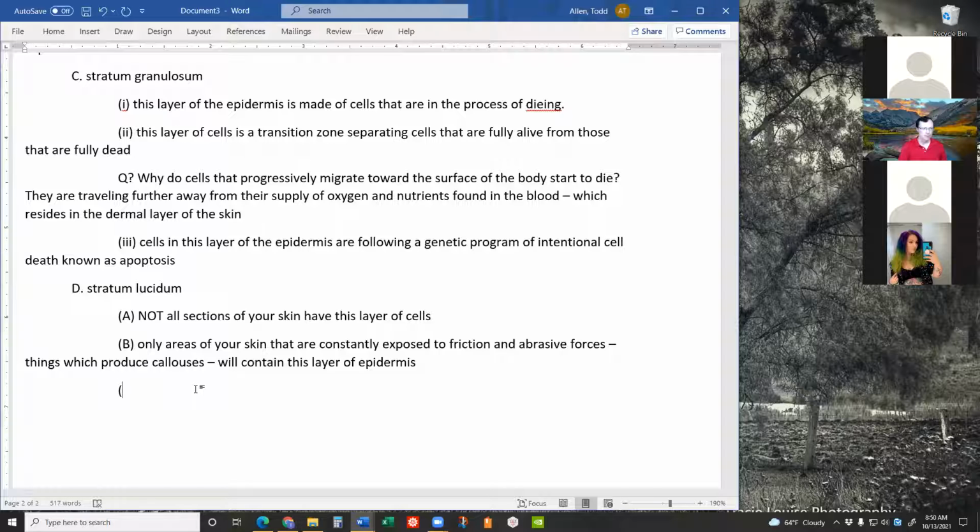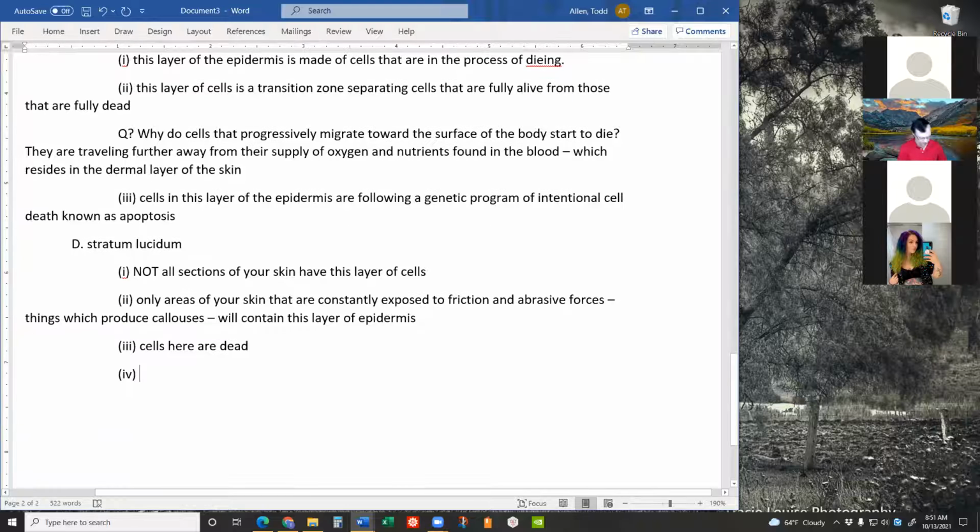The cells here in the stratum lucidum are completely dead. Okay. So by the time a cell leaves the stratum granulosum and is bumped up into the stratum lucidum layer, it is dead, okay? The cells in this layer are going to have a huge abundance of keratin to help protect the body from physical abrasion.